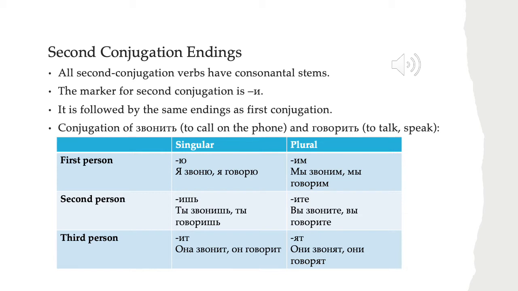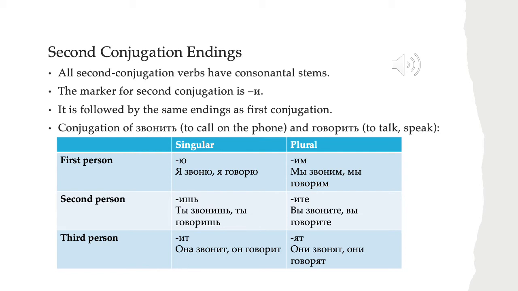And we have here this chart for some very common second conjugation verbs: звонить, to call on the phone, and говорить, to talk or speak. So for the first person, for the я form, we're going to chop off not just the infinitive ending, the ть, but also the и before it. And we're going to add our у ending directly to the consonant. So звонить becomes я звоню. Говорить becomes я говорю.